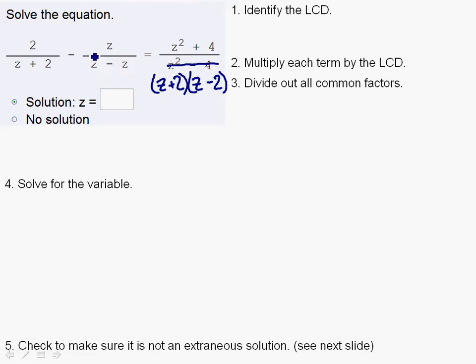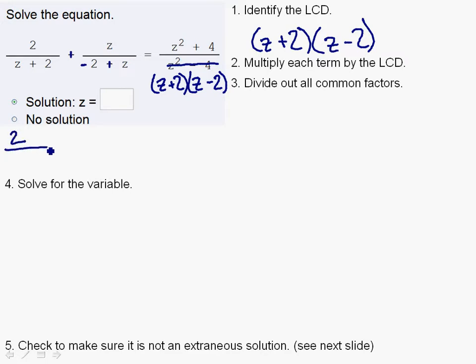I'm also going to multiply this one, top and bottom, by negative 1. So this becomes a plus, this becomes a minus, and this becomes a plus. Okay, so now I have z plus 2, z minus 2. So my least common denominator is z plus 2 times z minus 2. I'm going to multiply each term by this LCD.